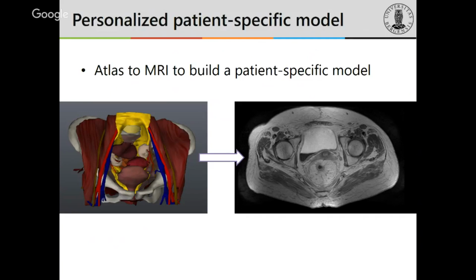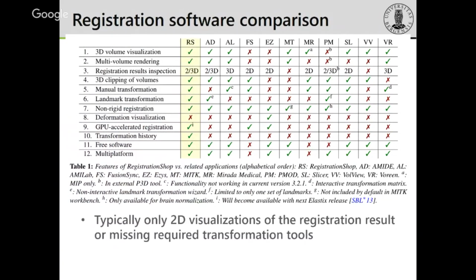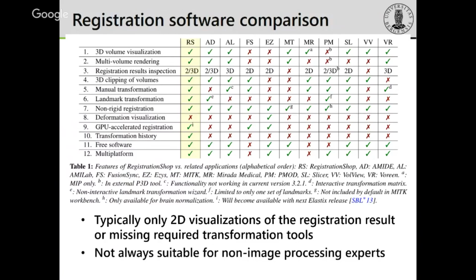Now, at the time, we were looking at what type of registration software is already available and if it could help us solve our task. And we found out that typically only 2D visualizations of the registration results are shown, or there are transformation tools missing to do this complex registration. Also, we found that these tools were not always suitable for non-image processing experts. So this registration process is rather complex. And if we wanted to have any shot of clinicians actually doing this registration of the atlas to the imaging data, we needed a simpler framework.